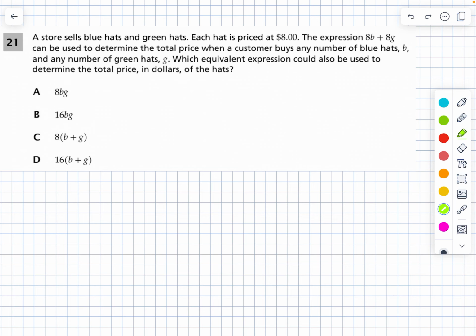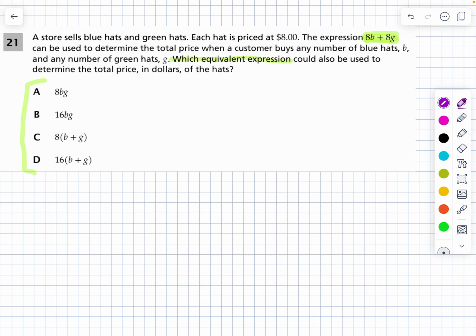All right, it's not uncommon for me to read a question like this and have no idea what I've just read. But the first thing I like to do is ask, what is the actual question that they're asking? They're asking which equivalent expression, and they are referring to this one right here. So which one of these four options is the same as 8B plus 8G?